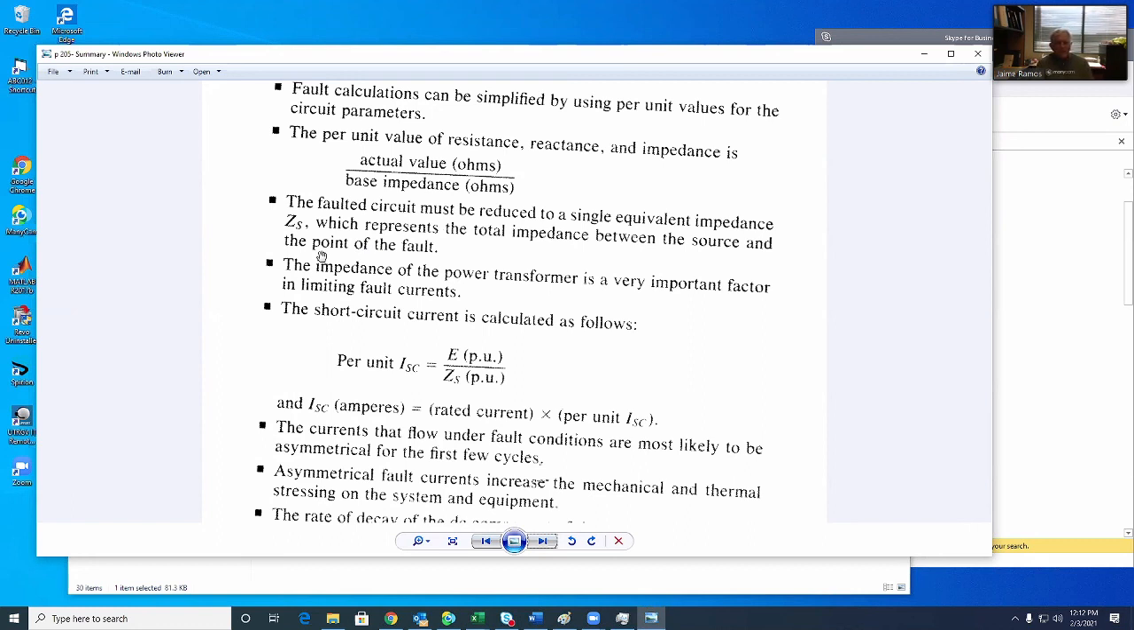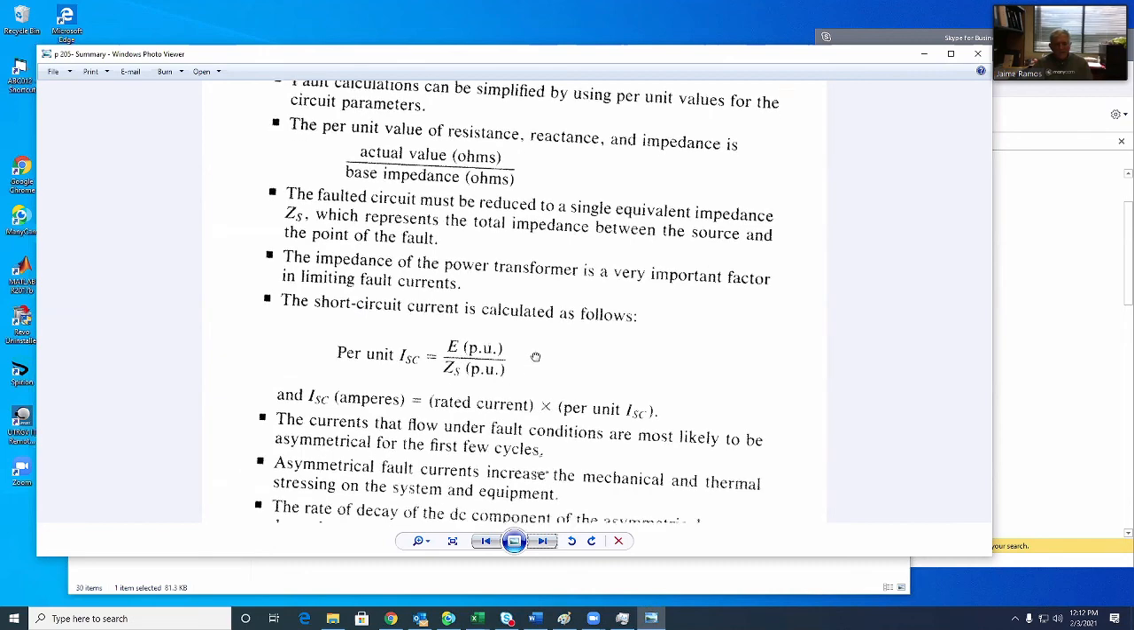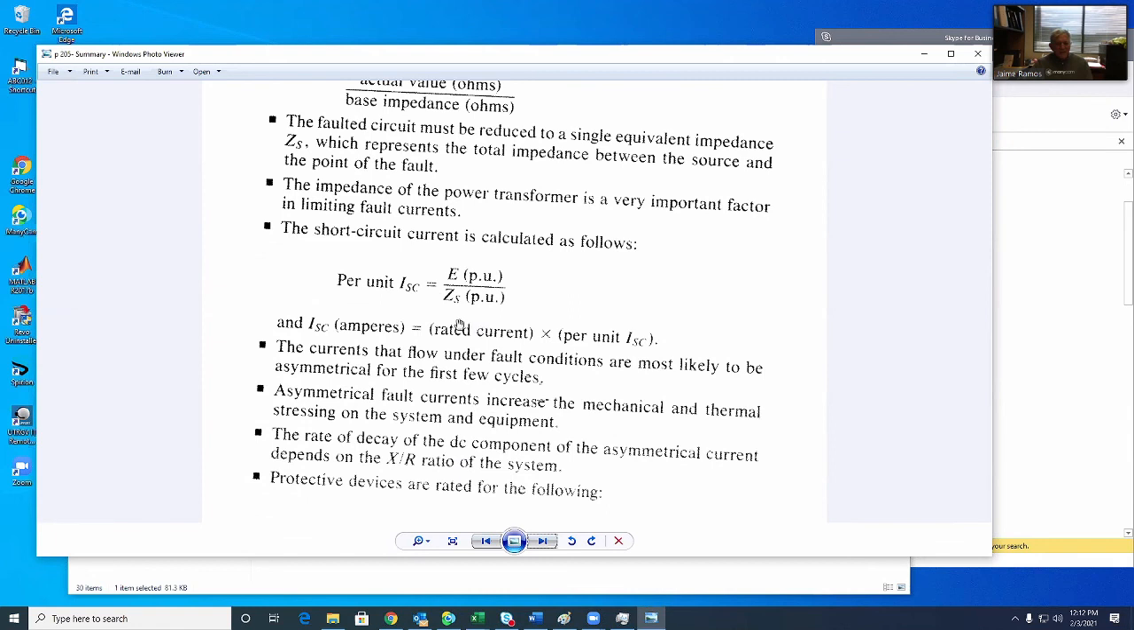The impedance of the power transformer is a very important factor in limiting fault currents. The short circuit current is calculated as per unit voltage divided by per unit impedance. Therefore, short circuit current is equal to rated current times per unit short circuit current.